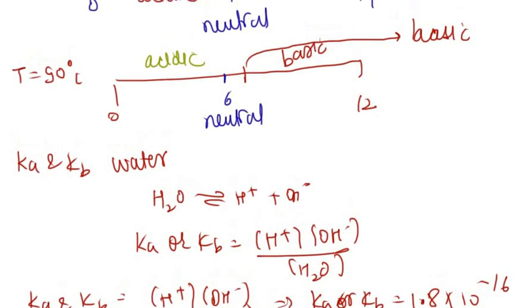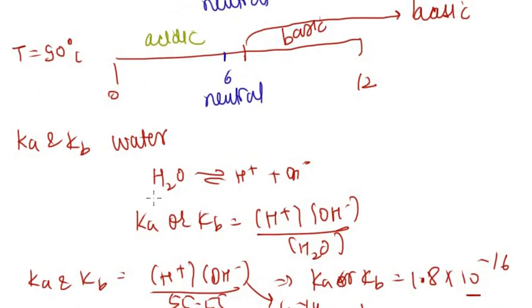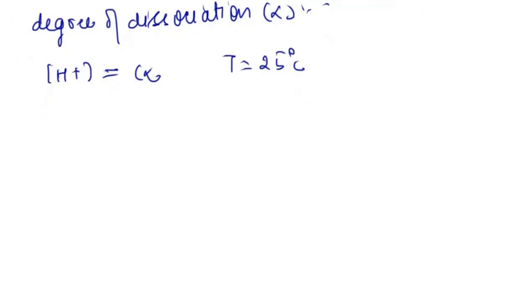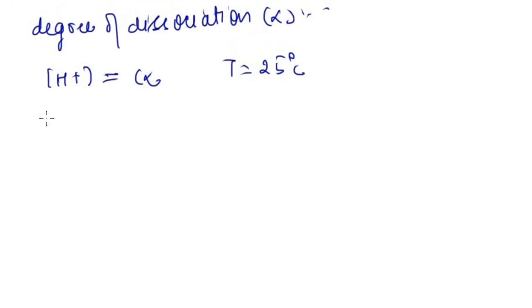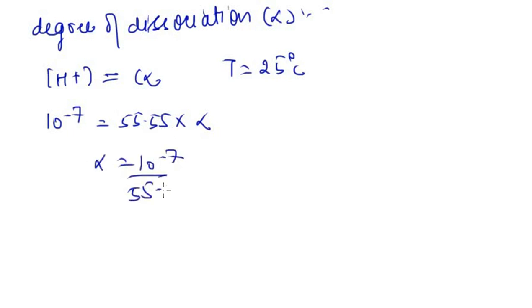If we have taken the concentration of water as, let's say, C, then it will be C into 1 minus alpha, and that will be C alpha. So C alpha is the concentration of H plus. At 25 degrees centigrade it is like this, right? So the concentration of H plus at 25 degrees centigrade is 10 to the power minus 7. 10 to the power minus 7 is C alpha, right? And C is 55.55, and alpha we write like that. So alpha turns out to be 10 to the power minus 7 divided by 55.55.